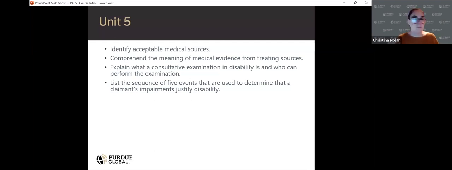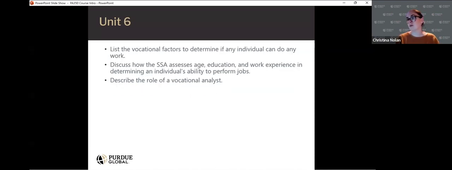If you've done personal injury at all, this would be sort of like the independent medical evaluation, that type of thing. And then the sequence of 5 events that are used to determine that a claimant's impairments justify disability. So the SSA really has a process, and they really have identifiable and objective standards. You just have to know what they are and know how to address each of them with your medical evidence. And that's what you're going to learn in this course.